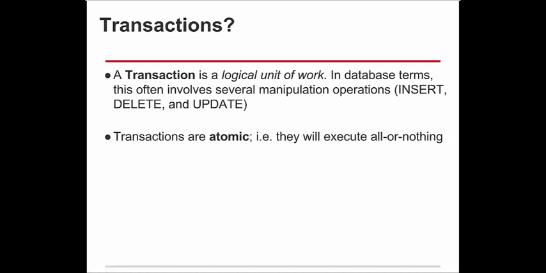Another concept you often hear about with a relational model is the idea of transactions. Transactions are logical units of work. When we interact with the database, we're going to be creating transactions and ultimately working with this concept a lot. In database terms, this often involves several manipulation operations, such as insert, delete, and update. These are three SQL keywords which we're going to use heavily when we get into the SQL portion of our course. Transactions are a group of operations. Could be one, could be many. As such, transactions are considered atomic, meaning whether it's one operation or many operations, they will execute as all or nothing. Either all of them will work or none of them will work.